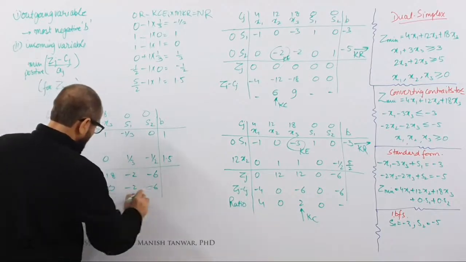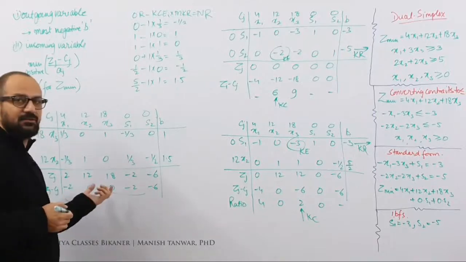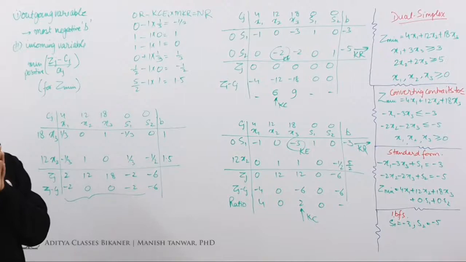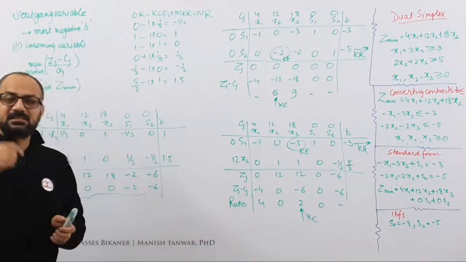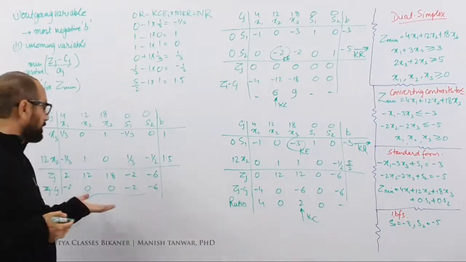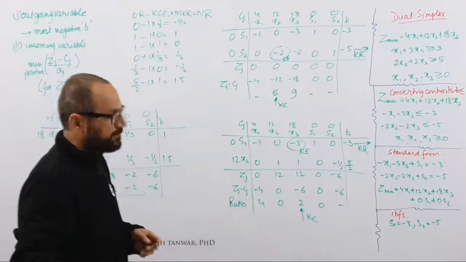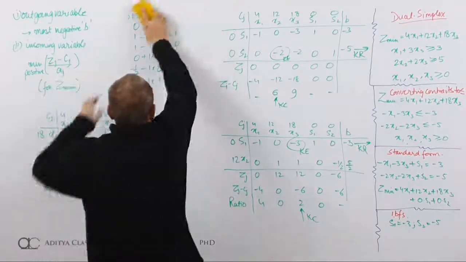Once again, all values are 0 or negative in the net evaluation row, telling me that this is my optimum solution. B is 1 and 1.5, telling me that this is also a feasible solution. So now I can say that I have my feasible optimum solution. What is that feasible optimum solution? Can we remove this and frame it over here?